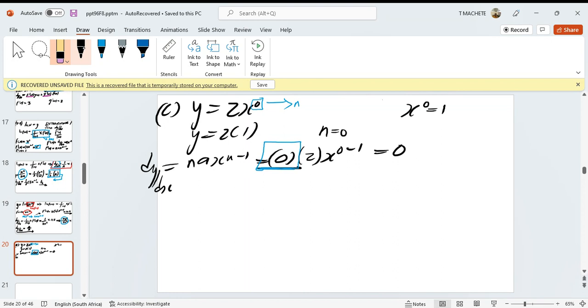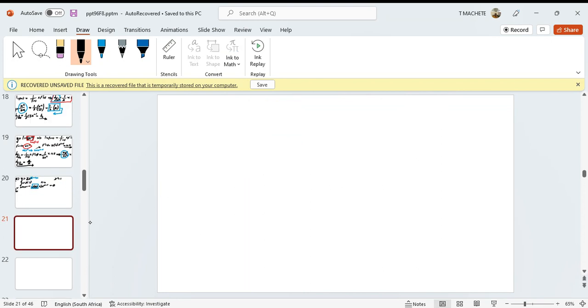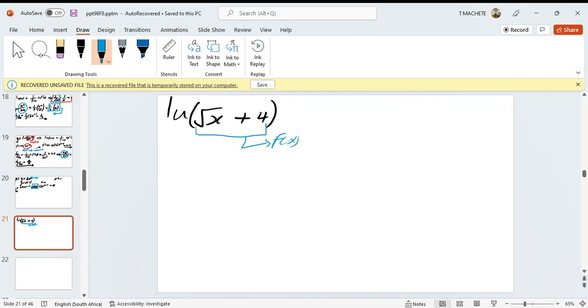Okay. So I'm going to do the last example now. So, for example, ln of the square root of x plus 4. This one, it's easy. You just take this, that's your f of x. You write it down.